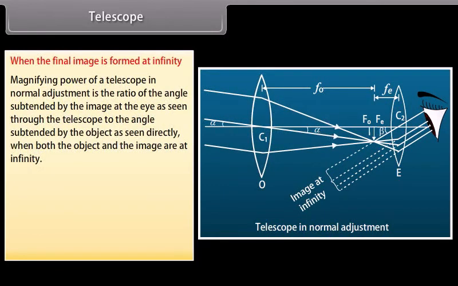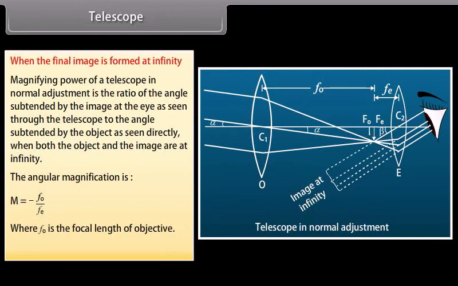Magnifying power of a telescope in normal adjustment is the ratio of the angle subtended by the image at the eye as seen through the telescope to the angle subtended by the object as seen directly, when both the object and the image are at infinity. The angular magnification is M is equal to minus FO/FE, where FO is the focal length of the objective and FE is the focal length of the eyepiece.